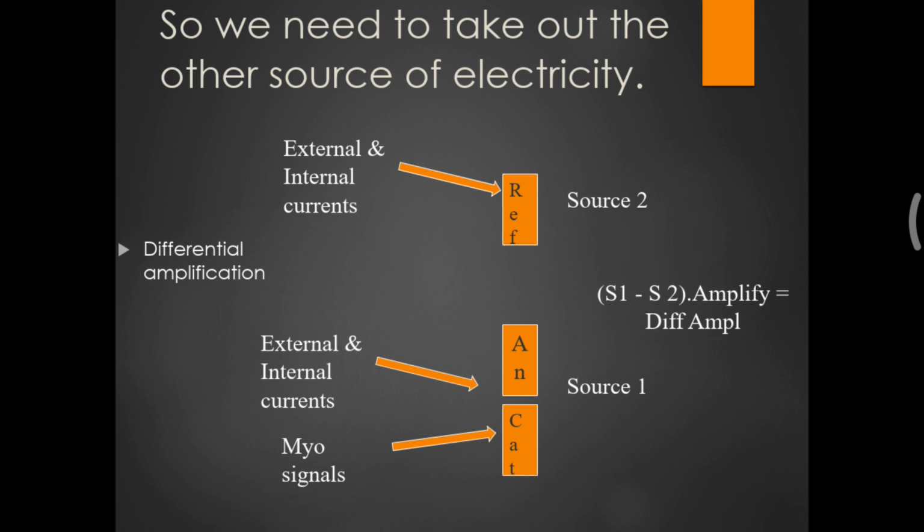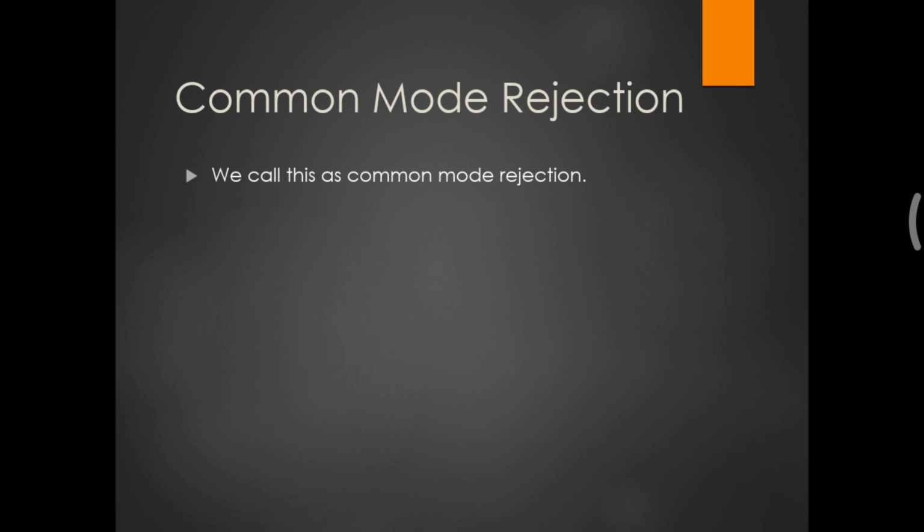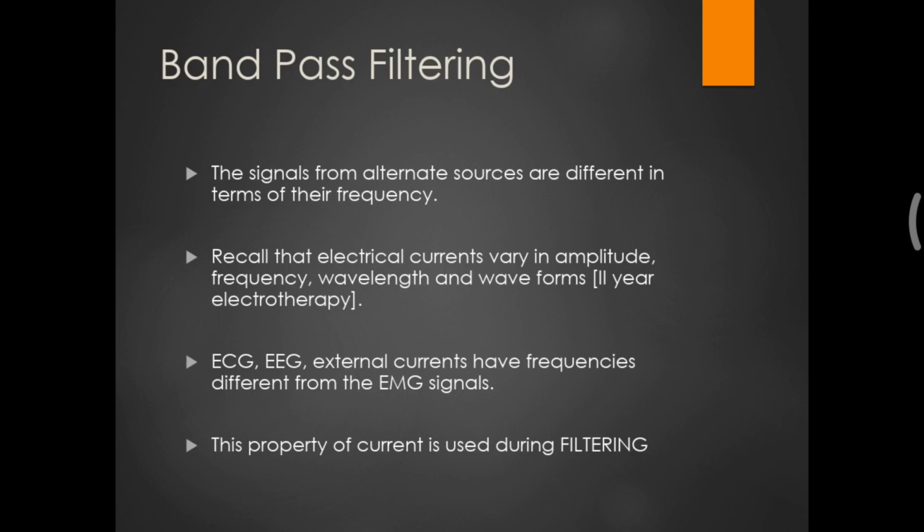So now what we do is the electrical machine identifies the source electrical signal from source 1 and source 2, and then it subtracts them and amplifies that signal which is being subtracted. So this process is called differential amplification. I hope you understand this. All right. Now, since it's rejecting the common signals from both of the regions, we call this common mode rejection.